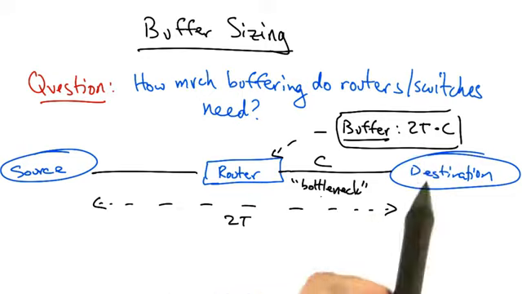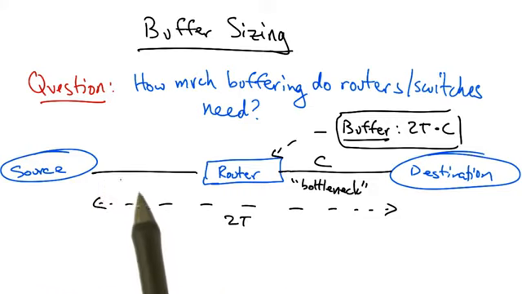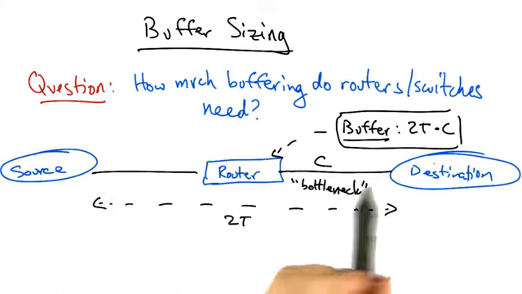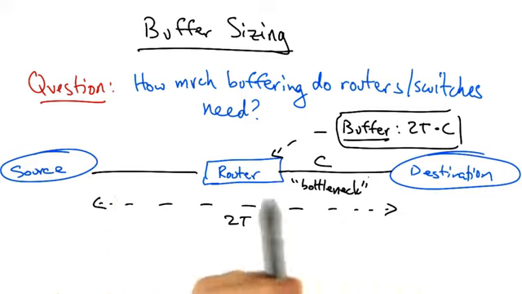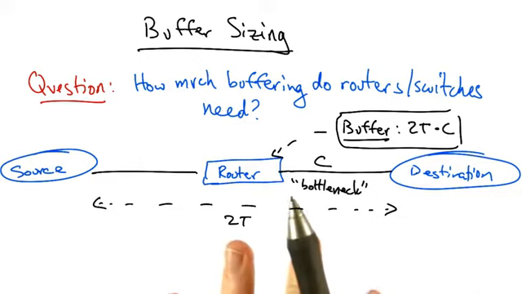and the meaning of this quantity is simply the number of bits that could be outstanding along this path at any given time. It effectively represents the maximum amount of outstanding data that could be on this path between the source and destination at any time. Now, this rule of thumb guideline was mandated in many backbone and edge routers for many years.